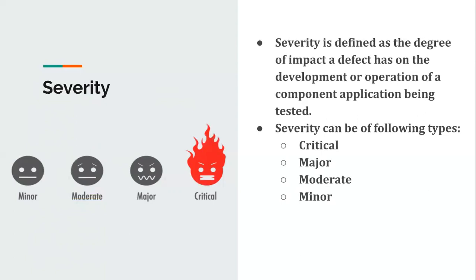The defect that results in the termination of the complete system or one or more components of the system and causes extensive corruption of the data can be termed as critical. The failed function will be unusable and there is no acceptable alternative method to achieve the required results. Then such a type of defect can be termed as critical.